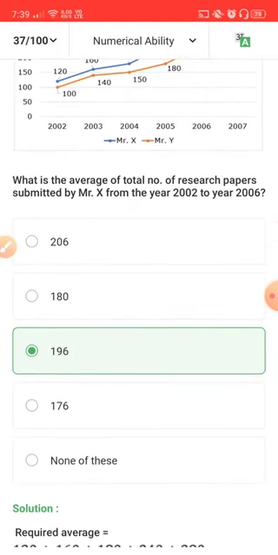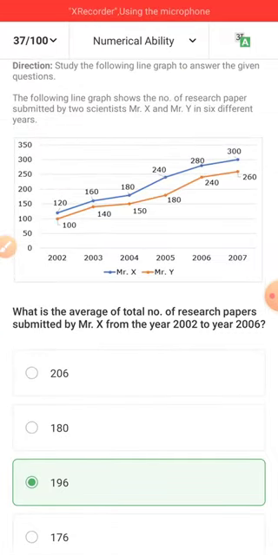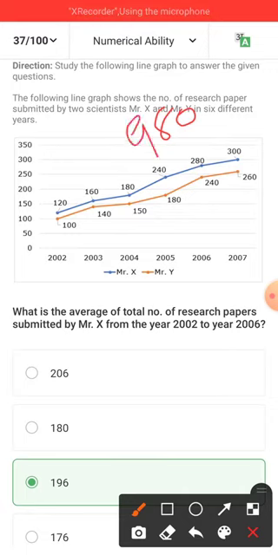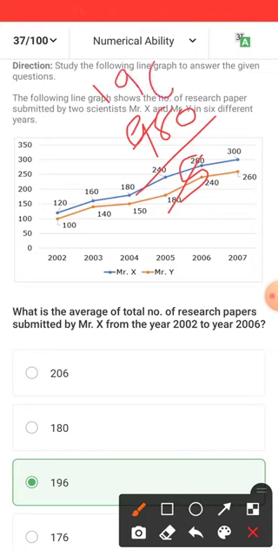What is the average of total number of research papers submitted by Mr. X from the year 2002 to 2006? So 2002 to 2006, the blue, adding up all these values. Adding them up, we get 980, then divided by 5, we get 196 as the answer.